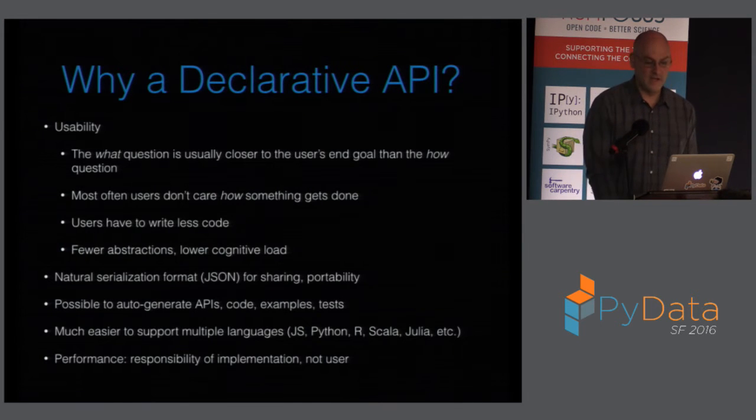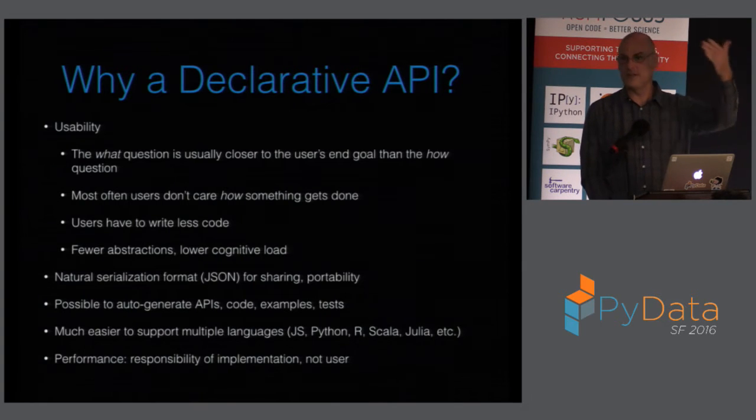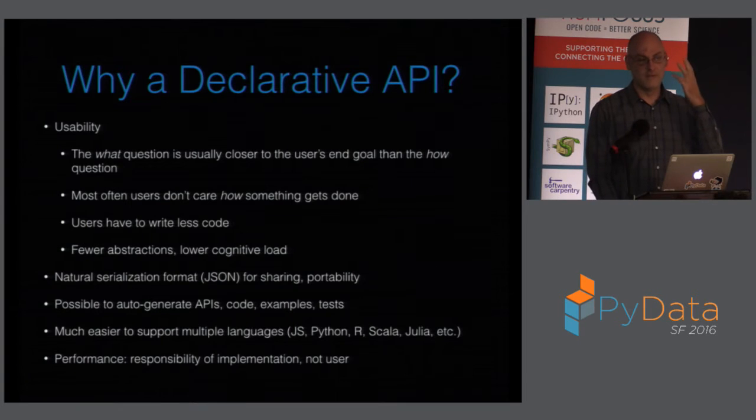So why declarative API? First is usability. The what question is usually closer to the user's end goal than the how question. Honestly, most users, when they're working with data, would love it if it were entirely magic, right? If it would read your mind and then magically do all the pre-processing and the transformations and the visualizations and the machine learning, that would be fantastic if it just magically read our minds. And the thing that it would have to read about our mind is the what. What are we trying to do? What questions are we trying to ask? That's usually closer to a declarative approach.